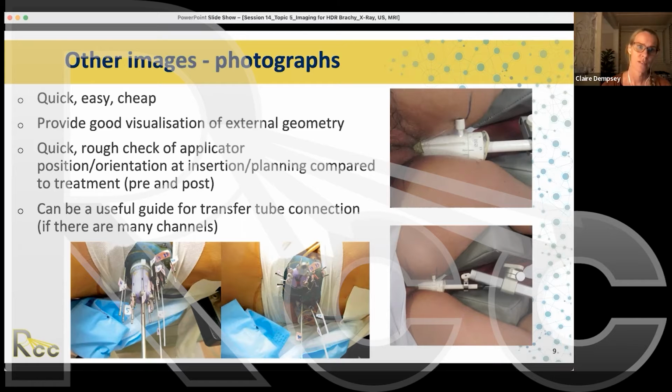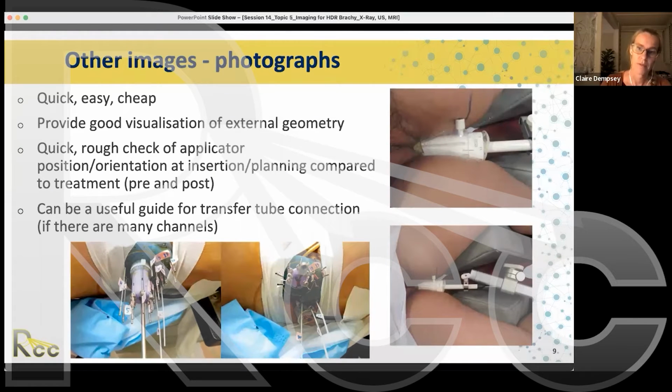And what photography does is provide good visualization of the external geometry of the applicator in relation to the patient. So it allows you to then quickly check the applicator position and orientation, where the applicator was at the time of insertion compared to when you're going to treat the patient, like immediately before treatment as well as immediately after treatment.